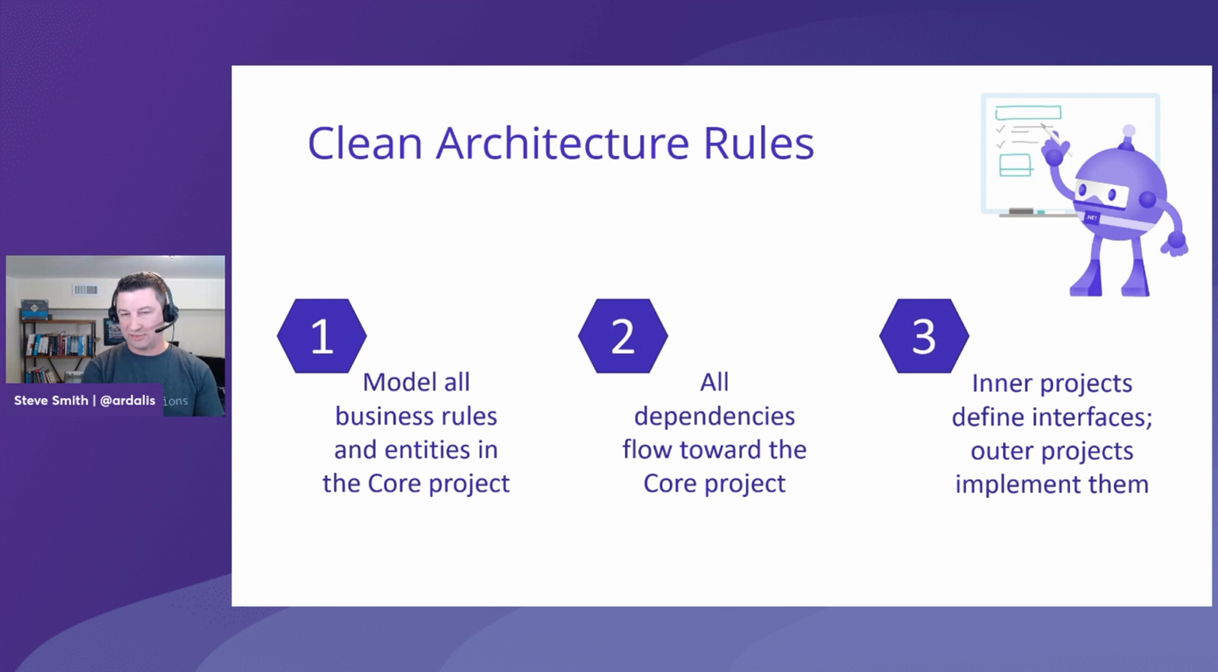Then the third rule is sort of a consequence of the second rule, which is that we need to define our interfaces or our abstractions inside the innermost projects, usually the core, and then outer projects can implement those interfaces. So you don't want to have your interface, for example, data access, live inside the infrastructure project, because that's going to force things that want to use that abstraction, like the web project, to then have a direct reference to infrastructure. We want to have the web project reference the core primarily and minimize any interaction it has with the infrastructure project.